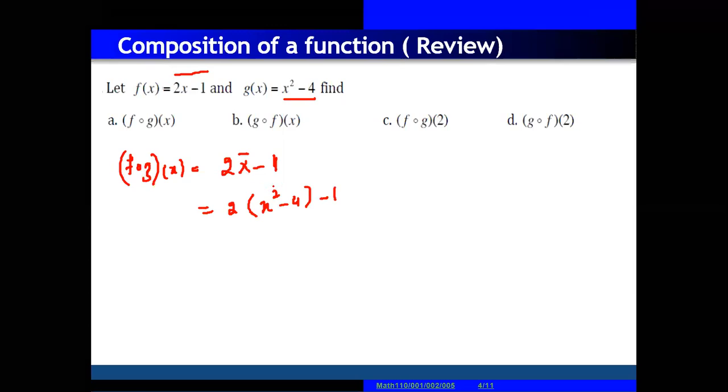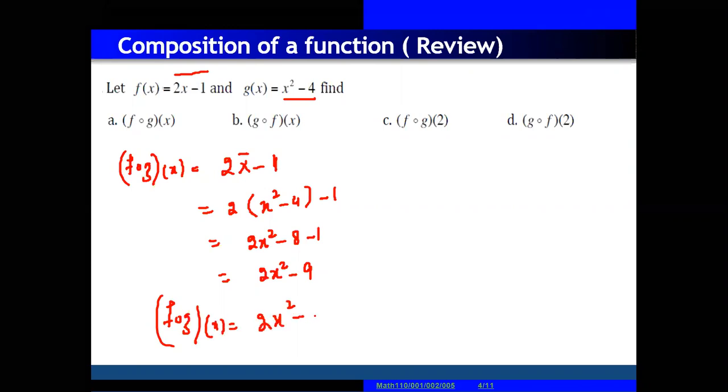This is actually the value of x. So 2 into x square equal to 2x square, 2 into 4 equal to what? 2 fours are 8, and we have minus 1. It means 2x square minus 9, because minus 8 minus 1 equal to minus 9. Now we have f composition with g is equal to 2x square minus 9.